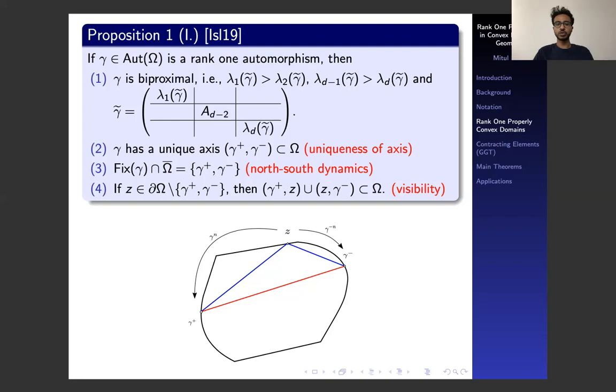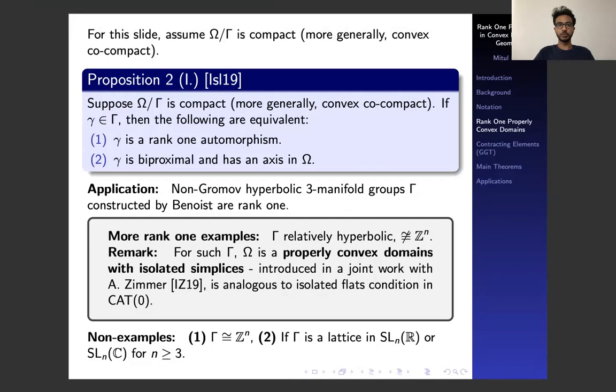The fourth conclusion is that if z is any point in the boundary different from gamma plus or gamma minus, then the line segment joining gamma plus to z and z to gamma minus is contained in omega. So any line segment that lies in omega closure and starts at gamma plus or gamma minus passes through the interior of omega. For this slide, we assume that omega mod gamma is compact, or more generally, convex co-compact.